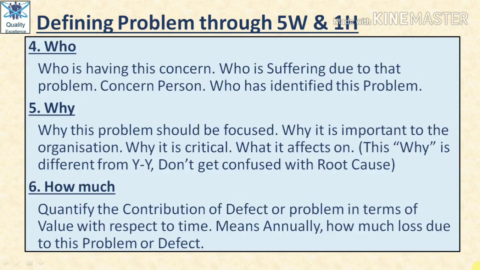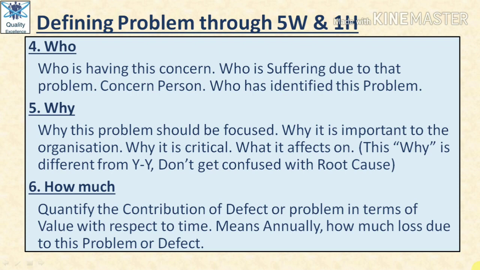The fourth is who. Who is having this concern? Who is suffering due to that problem, who is the concerned person, and who has identified this problem? That we need to define in who. And the fifth is why. Why this problem should be focused, why it is important to the organization, why it is critical, what it affects. Means here we need to define the criticality, why it should be focused upon, and why it is important to the organization.